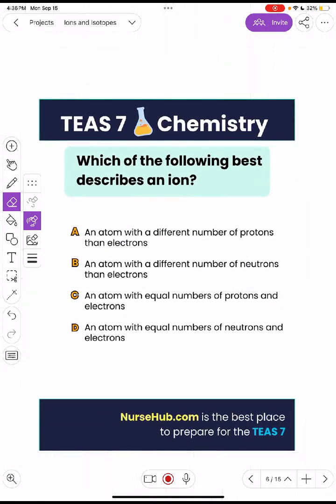Okay, this is a quick question. We're going to get into some questions now, y'all. So when we get to these, go ahead and throw your answer in the chat, y'all. In the chat. All right? Which of the following best describes an ion? What are we thinking, y'all?